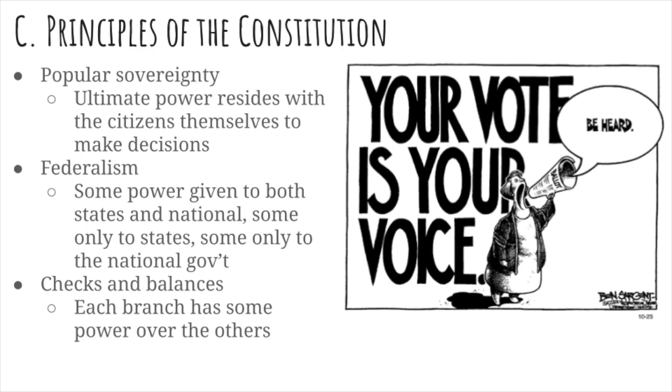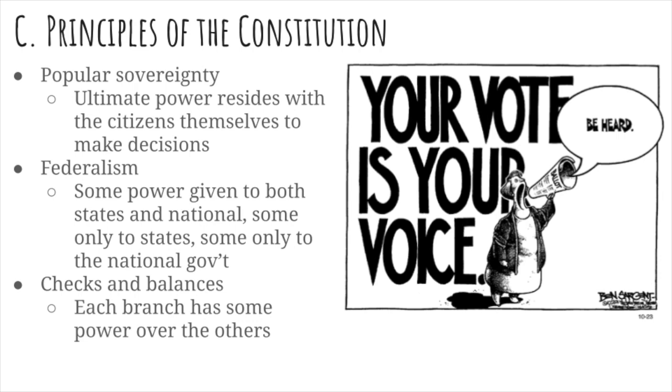The concept of federalism refers to power sharing between national and state governments. There are some powers that both state governments and national governments have, like the power to tax. There are some powers that are reserved just for the federal government, let's say, for example, making treaties with foreign powers, and then some powers that are reserved just to the states, for example, making marriage laws.